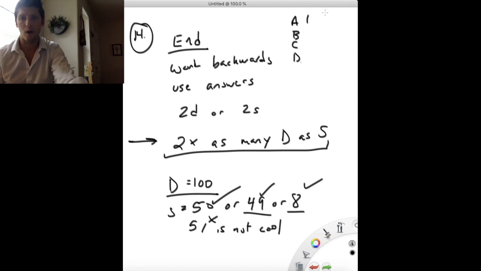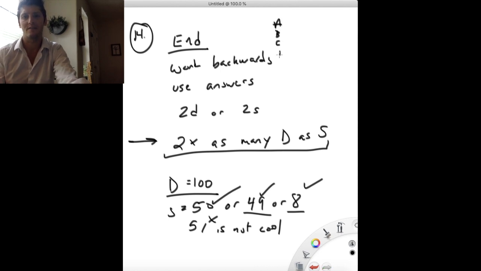Let me explain to you why B doesn't work using real numbers. 200D would mean 2D would be 200. Yes, that is greater than 49 times 2 or 8 times 2. But it's also greater than 50, or I'm sorry, I messed that up. Let me back up here. I was right for the most part, but I said something silly.